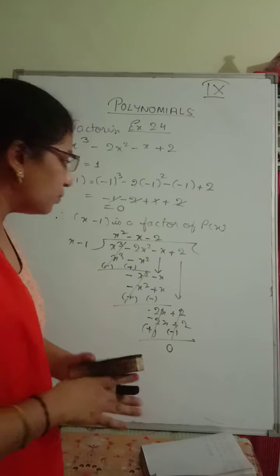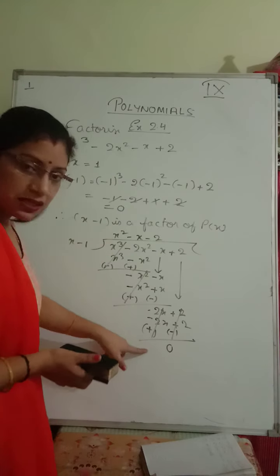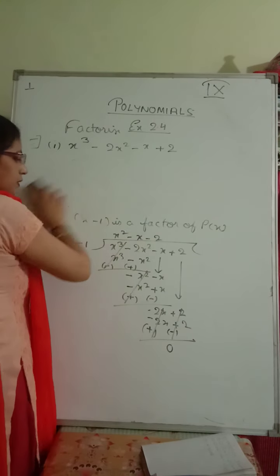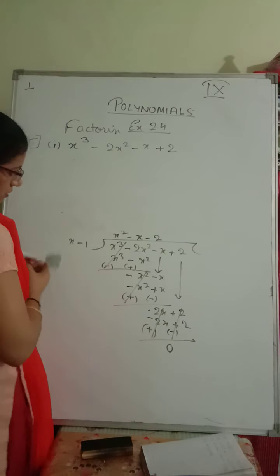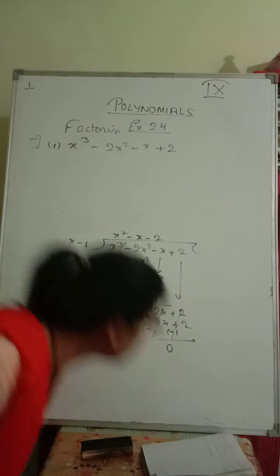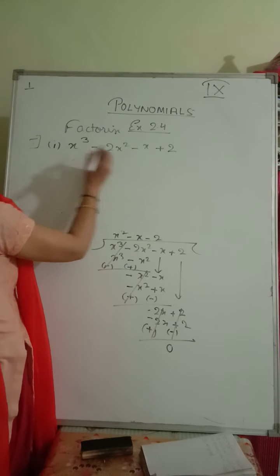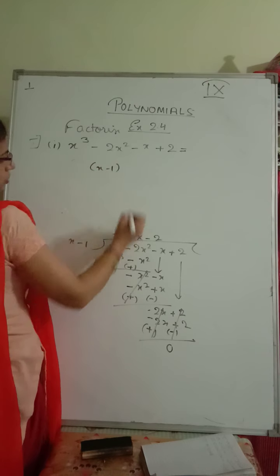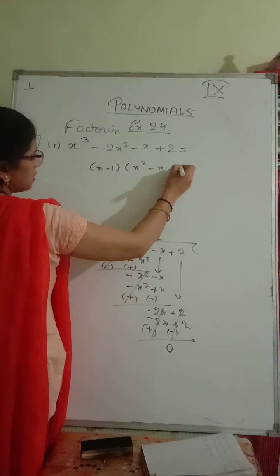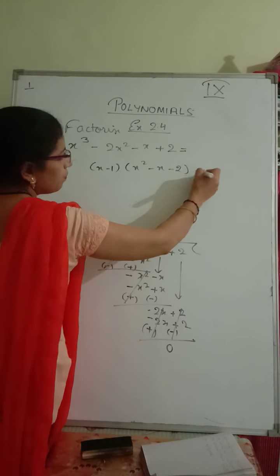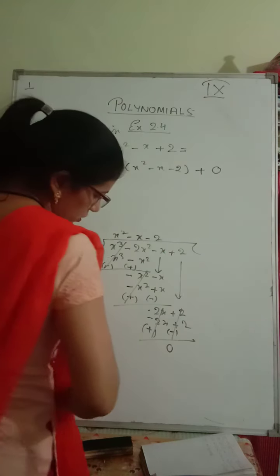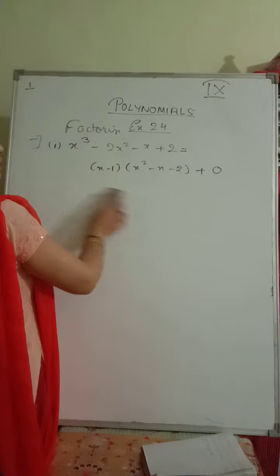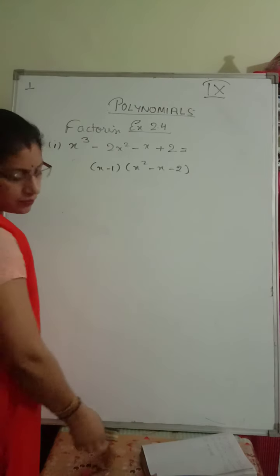Now, next step, with the division algorithm: dividend equals divisor into quotient plus remainder. So the polynomial equals x minus 1, the divisor, into the quotient x square minus x minus 2, plus the remainder, which is 0. Plus 0 means it makes no difference whether we write it or not.